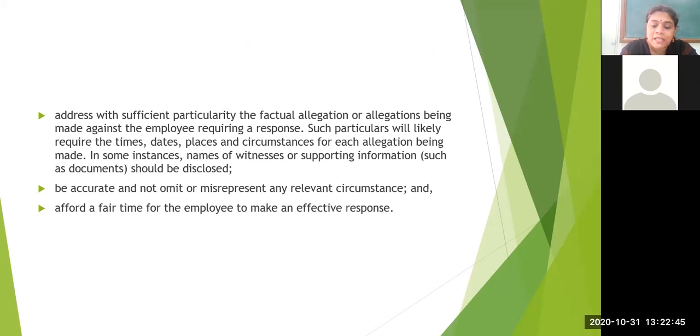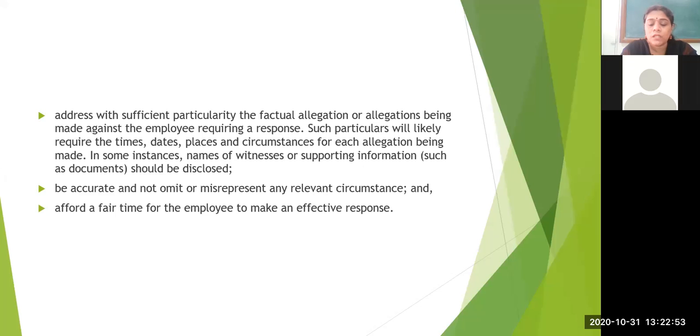It's supposed to be very concise. Whatever words we are using whenever we are drafting the show cause notice, we need to use proper words, because we need to avoid ambiguous words or words which have a double meaning. Okay, address with sufficient particularity. Again, very, very important to put a comma or full stop at the appropriate place, because if you are not putting the comma and full stop in the right place, the total meaning of that sentence becomes something else. So it is very, very important.